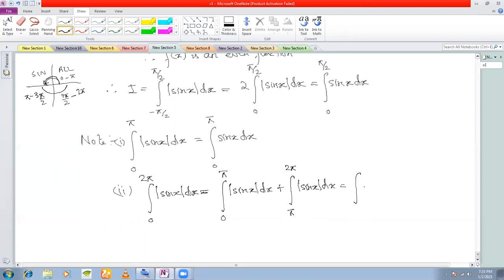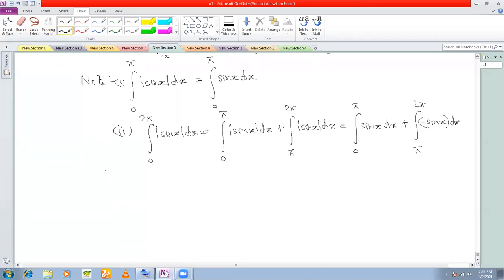Next step should be what? The integral from 0 to pi of mod sin x will be simply sin x, because sine is positive from 0 to pi. And in the next step, from pi to 2 pi, sine is negative, so we'll take the negative. Clear? Now my next question is, what will happen if you have a cos function?